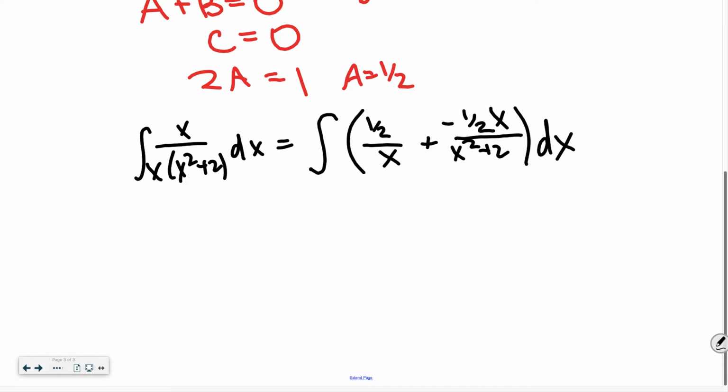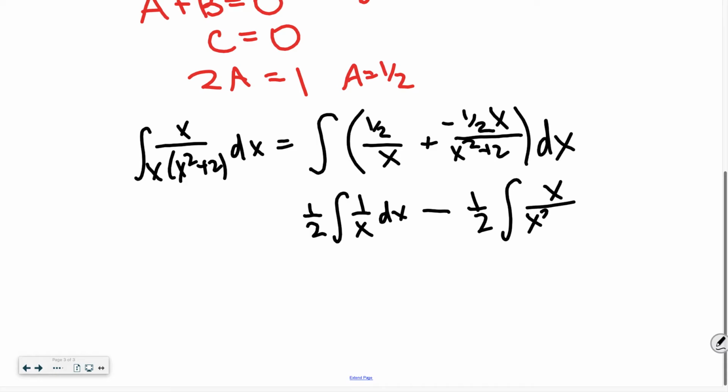All right, so let's just make our lives a little bit easier. Can we write this as 1/2 the integral of 1 over x dx minus 1/2 the integral of x over x squared plus 2 dx? Can we do that? Okay. I got that one.